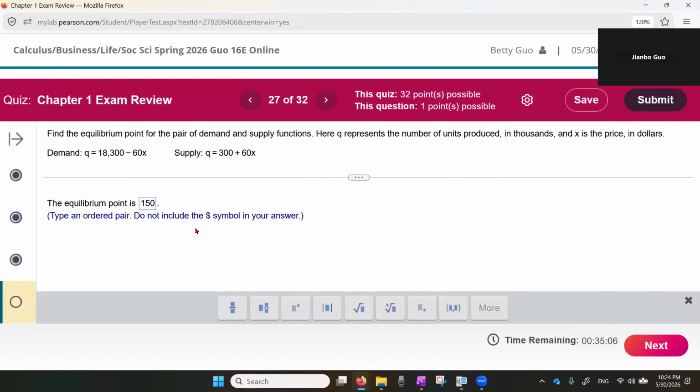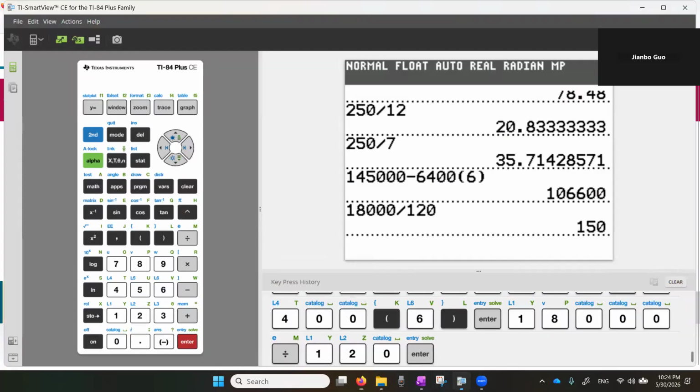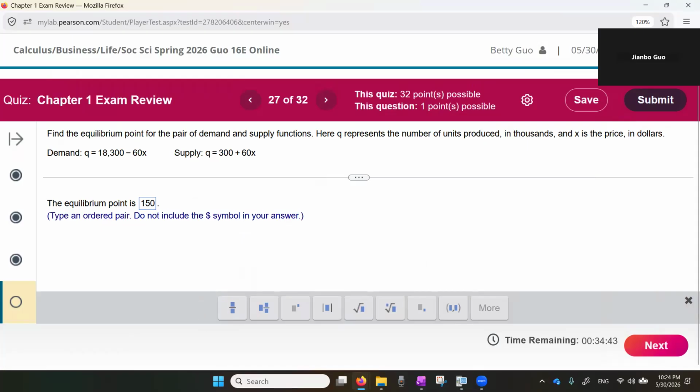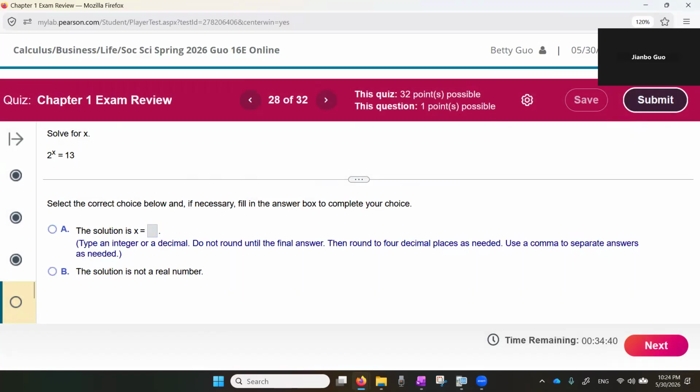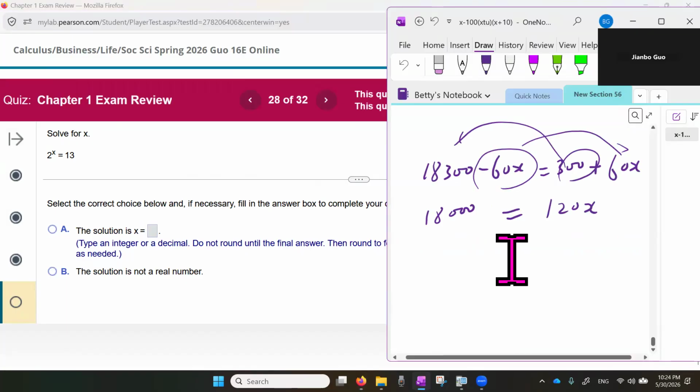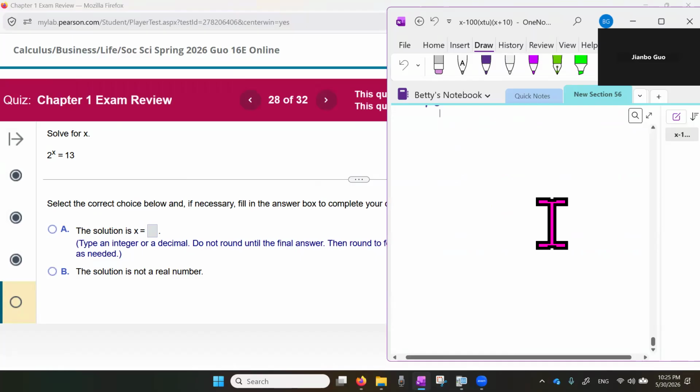The number of units, when they produce 150, the demand equals the supply. That's how the equilibrium point is reached. Okay, double check: 120, 18,000, 120. 18,000 divided by 120. Okay, that's correct.